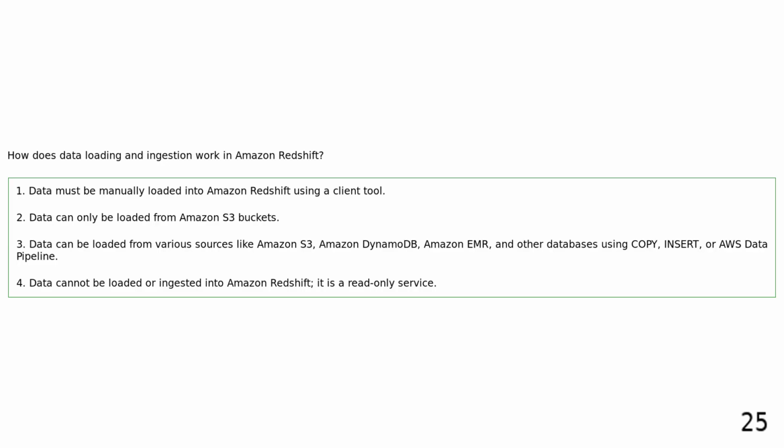How does data loading and ingestion work in Amazon RedShift? Data must be manually loaded into Amazon RedShift using a client tool. Data can only be loaded from Amazon S3 buckets. Data can be loaded from various sources like Amazon S3, Amazon DynamoDB, Amazon EMR, and other databases using copy, insert, or AWS data pipeline. Data cannot be loaded or ingested into Amazon RedShift. It is a read-only service.